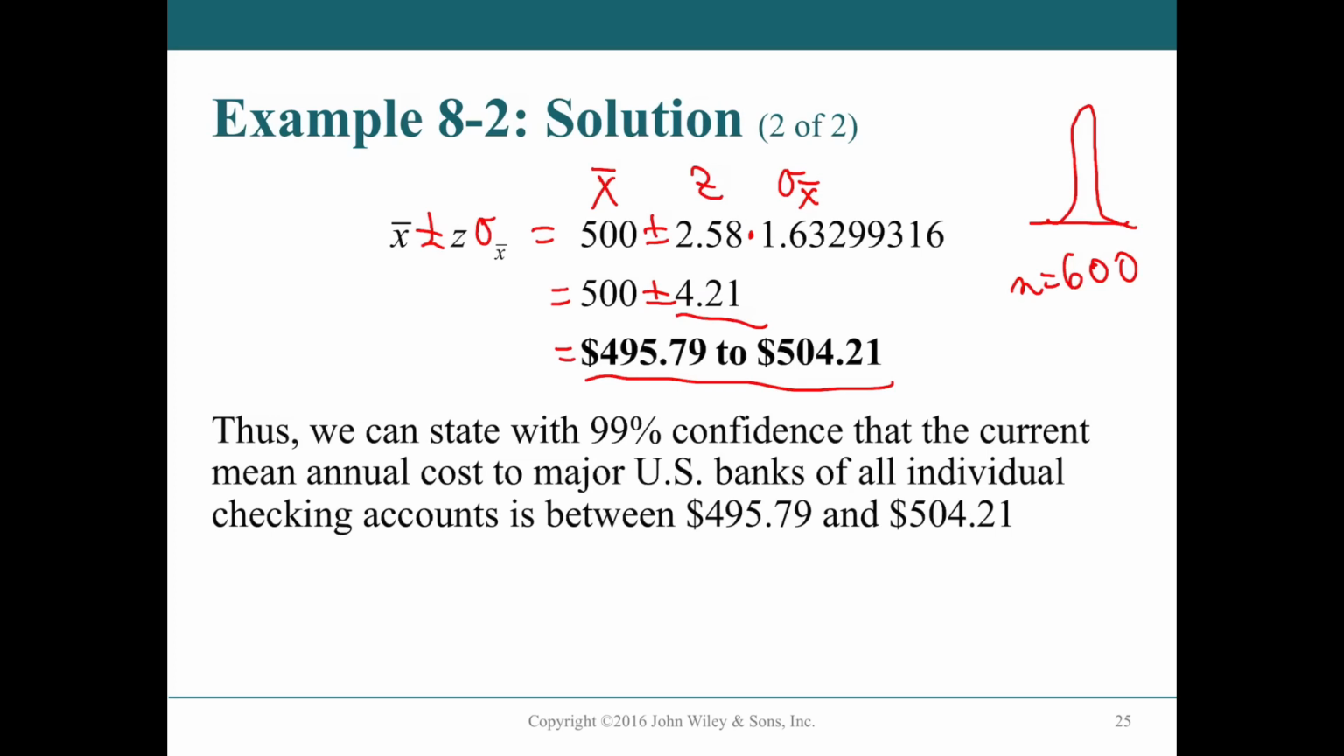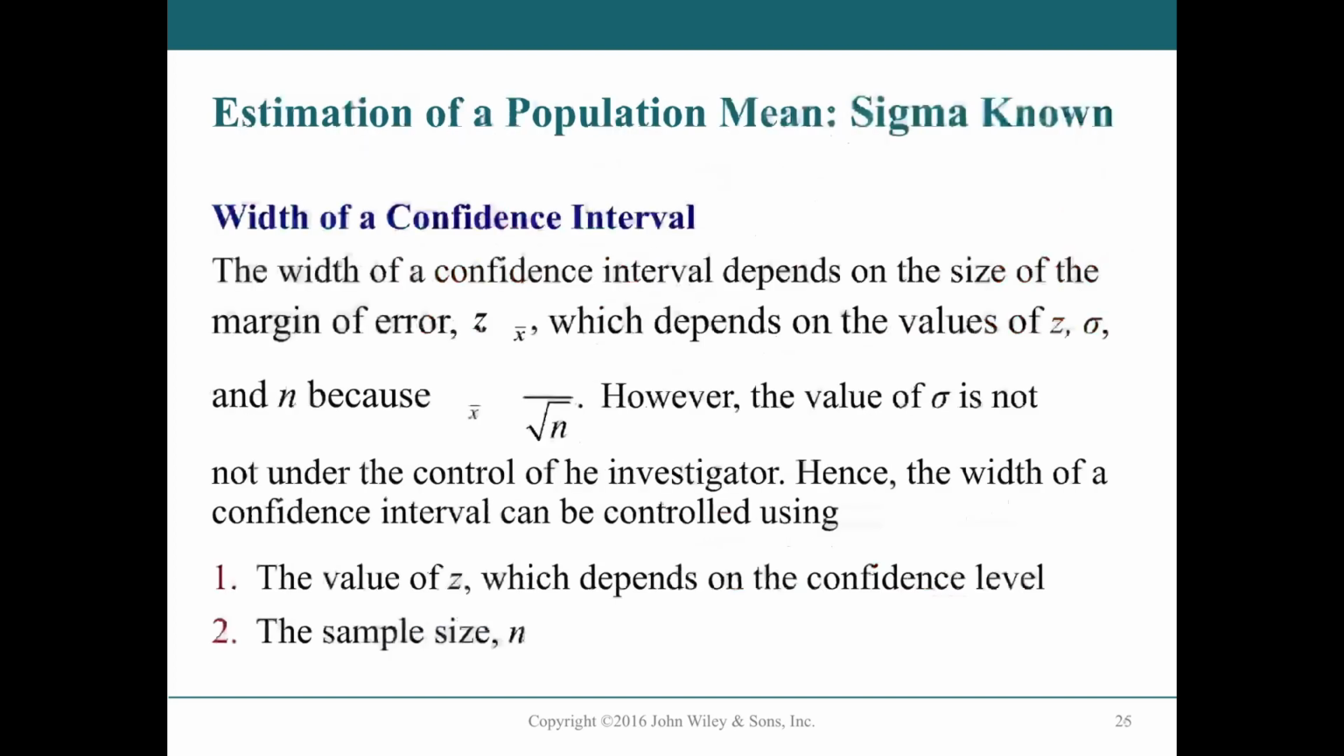So when you add and subtract the numbers, there are the results. Put those equal signs in. And now we can state with 99% confidence that the current mean annual cost to major banks of all individual checking accounts is between the 495 and change and 504 and change. It's just very cookbookish.